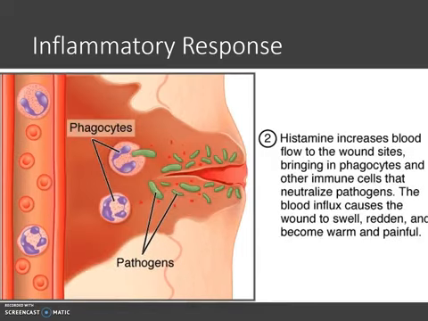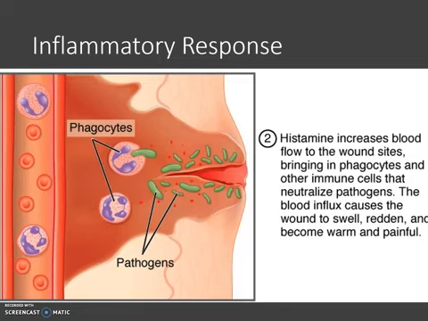So that histamine increases blood flow to the area, which brings phagocytes and other immune cells that can help destroy the pathogens. This blood coming to the area is what causes the area to become swollen because there's more fluid in the area. It gets redder because blood is red thanks to the hemoglobin and the red blood cells. And blood also carries warmth with it, so the area becomes warmer.